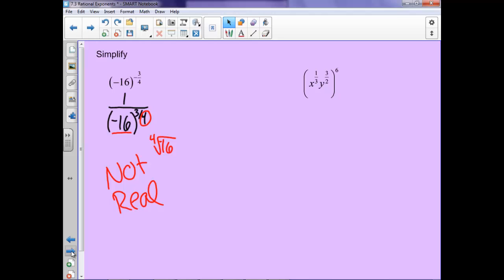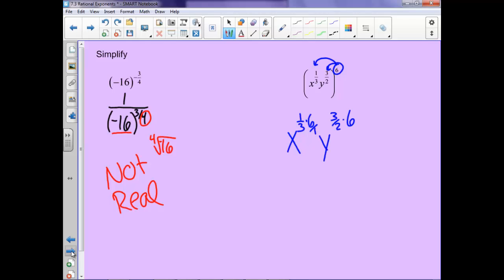Now this one looks different, but remember when we've got an exponent on a product, this exponent is going to multiply to each of them. So we'll have x to the 1/3 times 6, and then y to the 3/2 times 6. If you want, write 6 over 1. On this first one, this will become 1, this will become 2, so we'll get x squared. Here this will become 1, this will become a 3, y to the 9th.